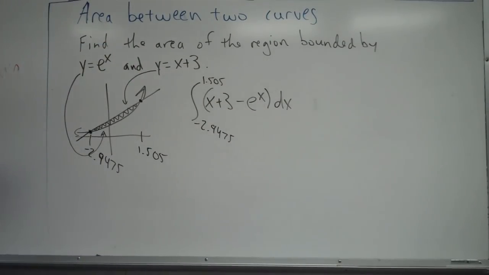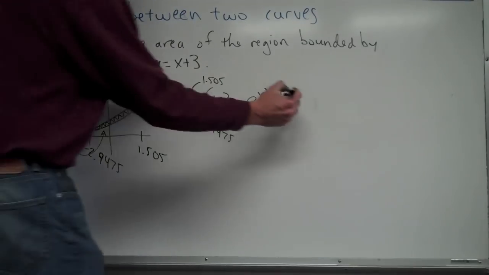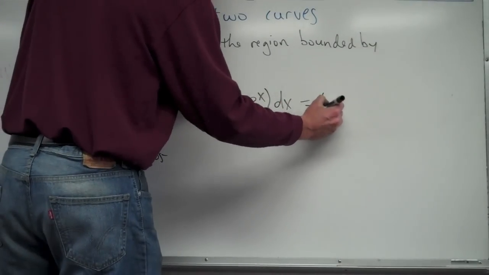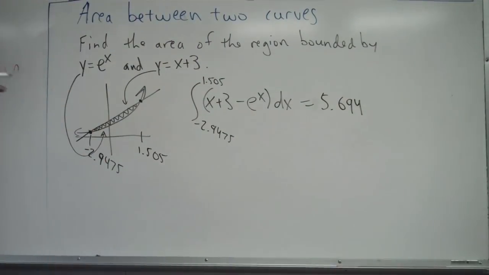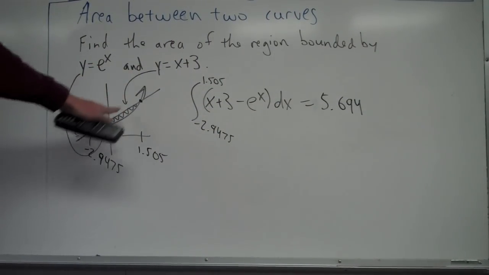And then after I graph this, I can then go ahead and integrate it by doing my second calc integral, typing in my lower limit first here of -2.9475, typing my upper limit of 1.505, and I end up getting 5.694. So that number right there represents the area of that shaded region.